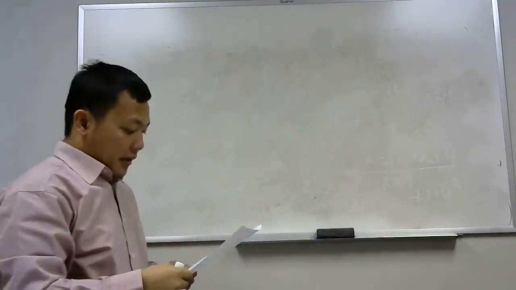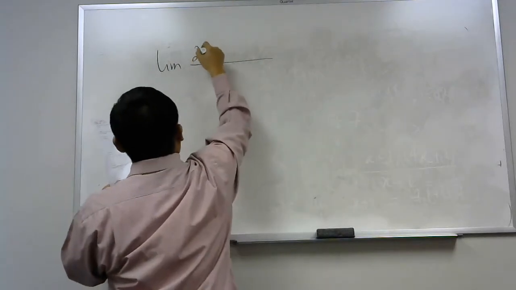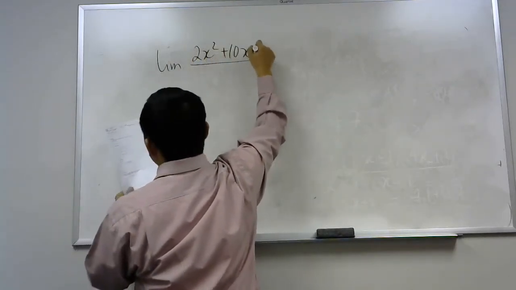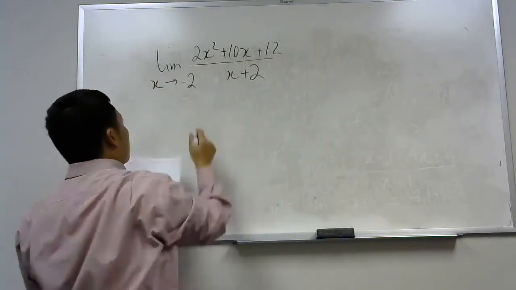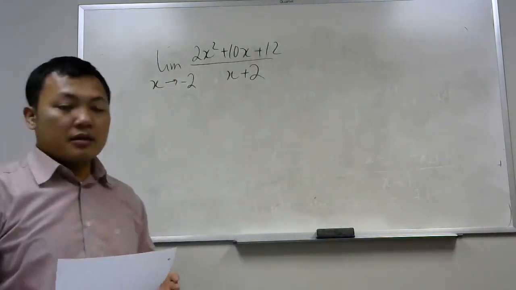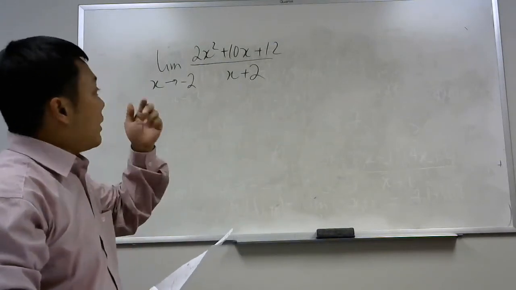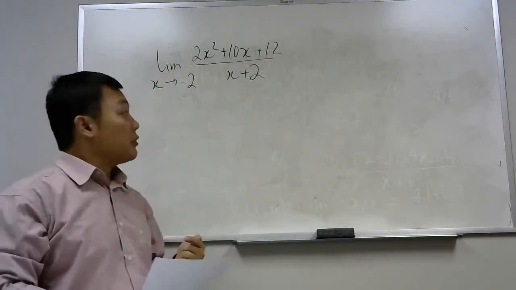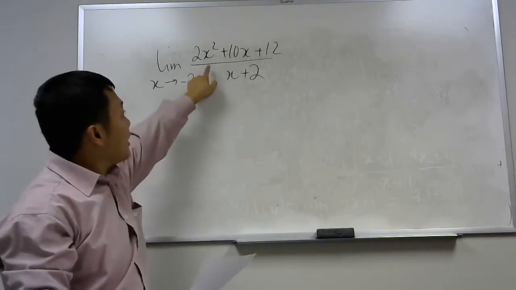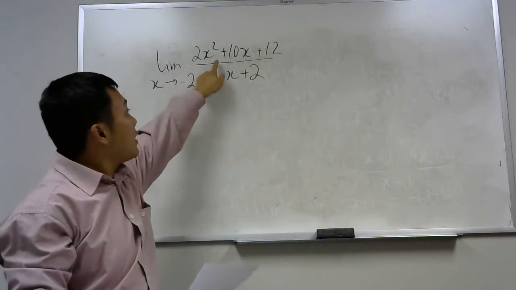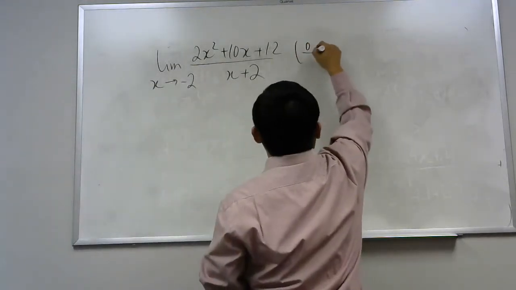The second question, find the limit. So this is a standard example when we study limits. The first step we need to do is plug -2 into the function. When you plug -2 into the function, you see you have 0 over 0. Okay? You have 0 over 0 in here.